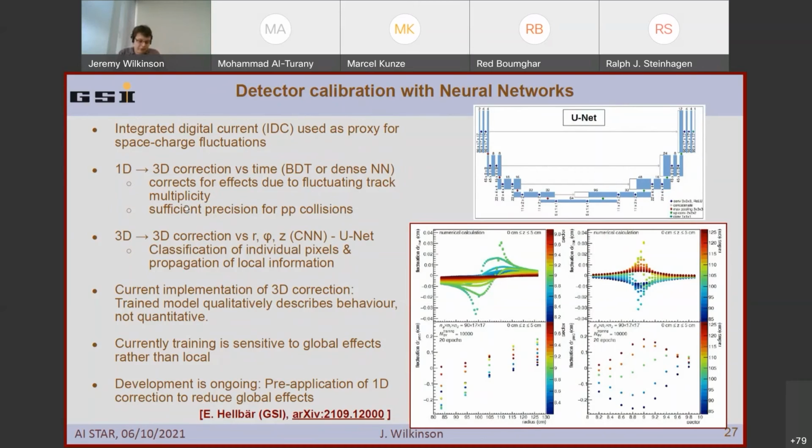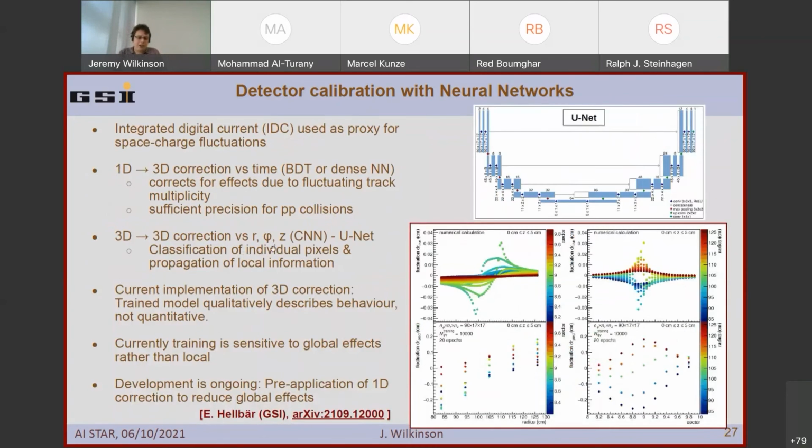For higher multiplicity collisions such as lead-lead, we need to be able to perform a 3D correction versus the radial position, and also the angle and Z position. And then this would be performed using a convolutional neural network known as a UNet, which allows us to classify individual pixels and propagate really the local information from each detector region.